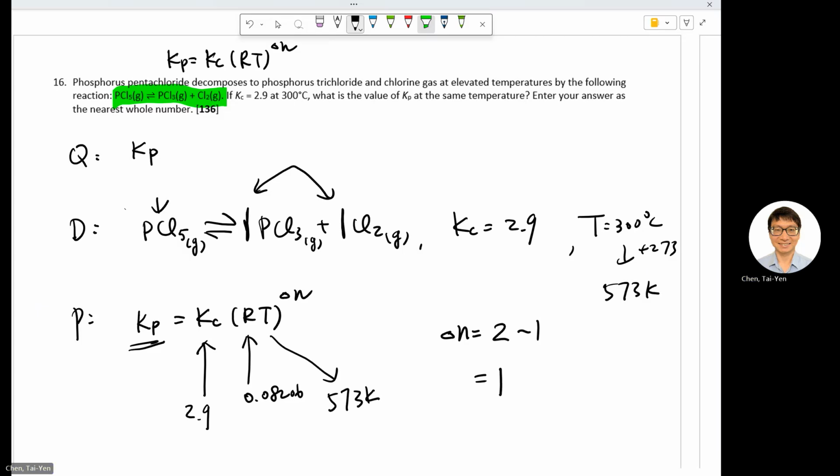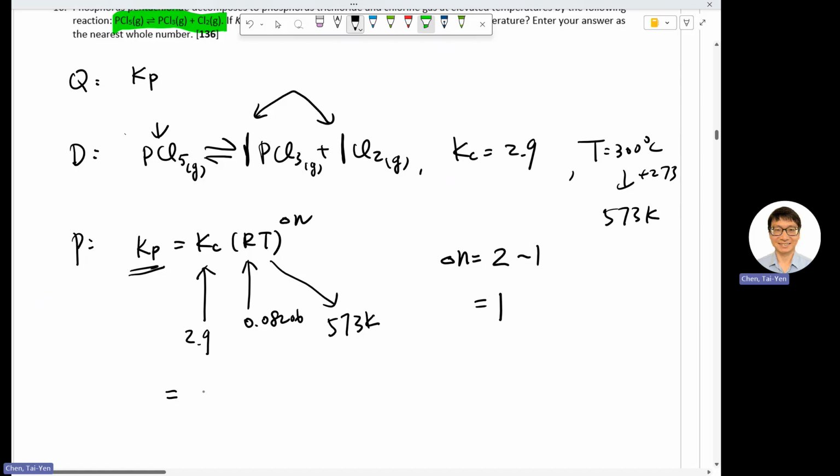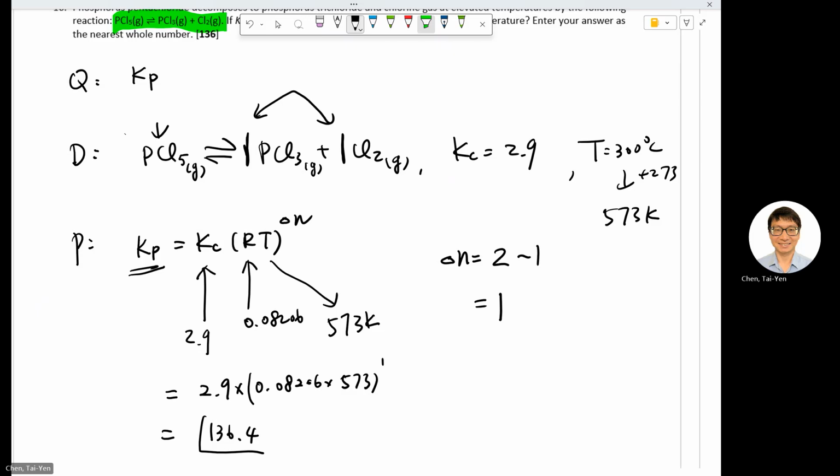Okay. Therefore, you know your Kp is 2.9 times 0.08206 times 573 to the first power. And if you do that calculation, you are going to get a number of 136.4. Okay. So that's how you solve this specific question.